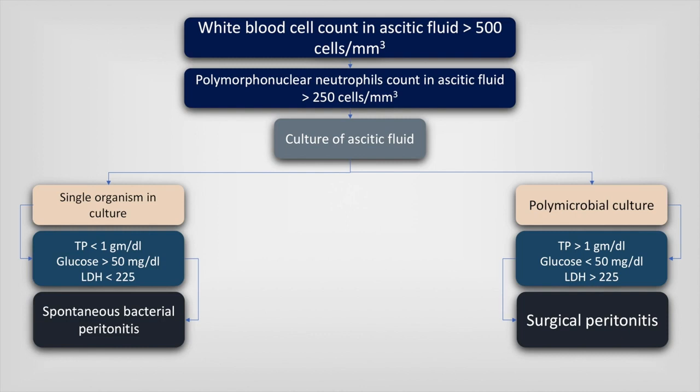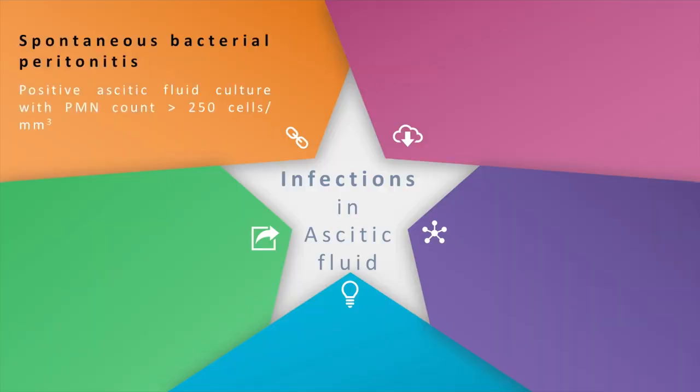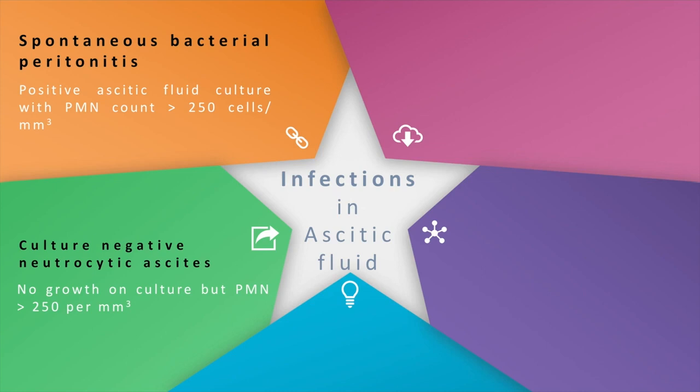We can discuss the spectrum of infections in the ascitic fluid here. In a patient who has a positive ascitic fluid culture with a PMN count of more than 250 cells per millimeter cube, such a patient is said to have spontaneous bacterial peritonitis. If the patient has no growth on culture but a cell count of more than 250 per millimeter cube, he is said to have culture negative neutrocytic ascites or CNNA.